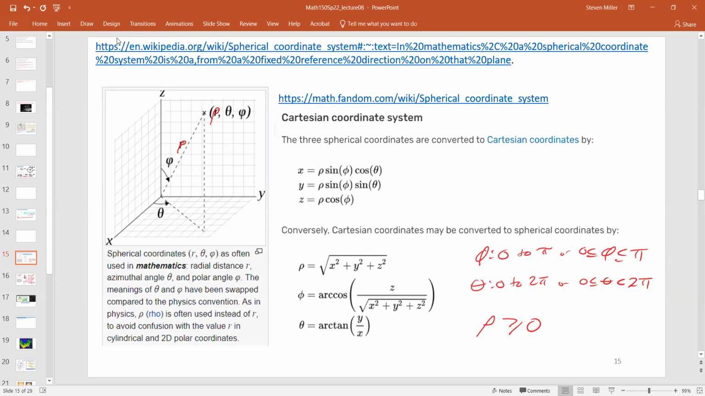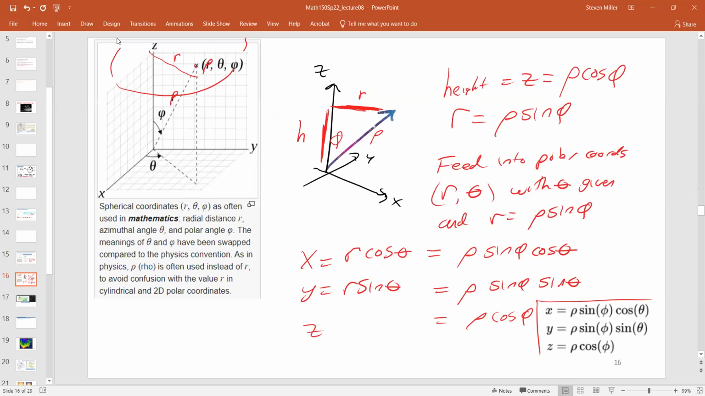But if the Earth is a perfect sphere, I just have to give you latitude and longitude. Okay. Any questions on spherical coordinates?